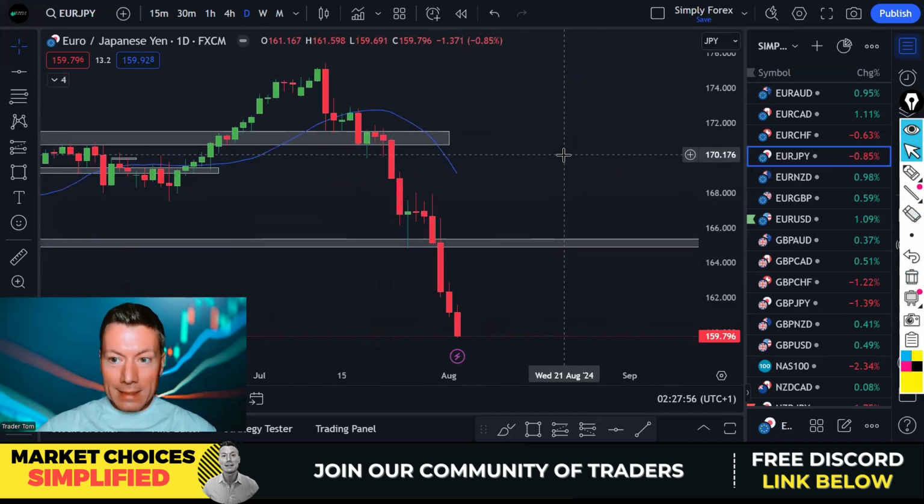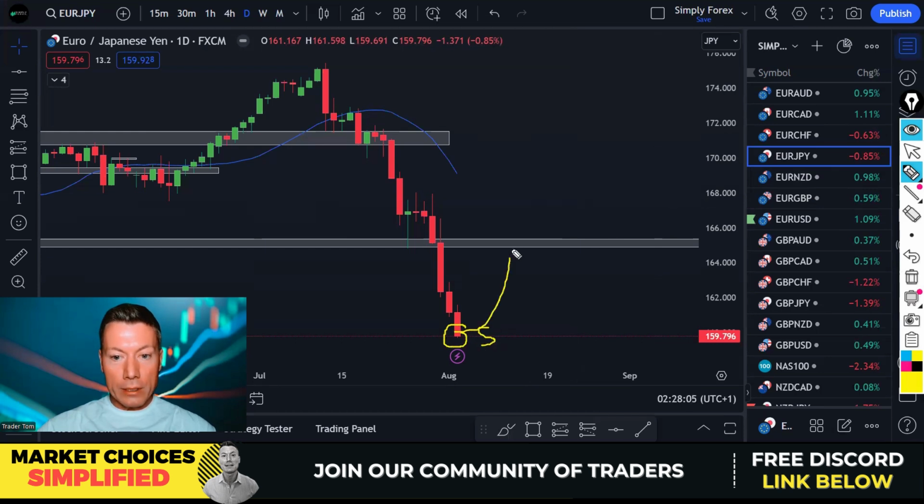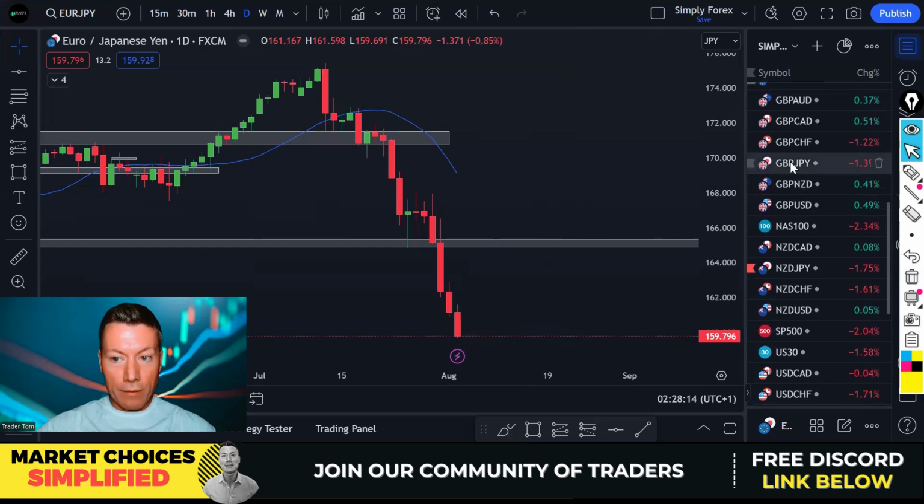Well, the problem is there's no value. So point number 4 was value, and there's just no value in selling down here, right? If price retraces up to here, I'm interested in selling. So euro yen, no value. It's the same with all the Swiss franc pairs as well.